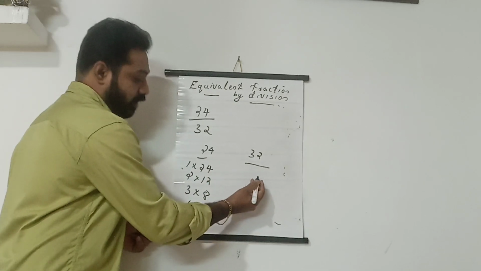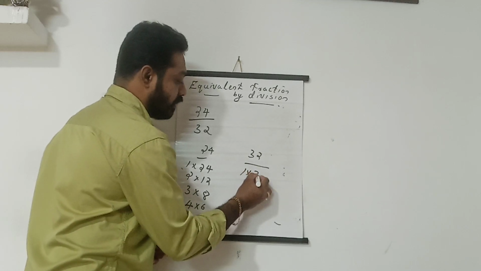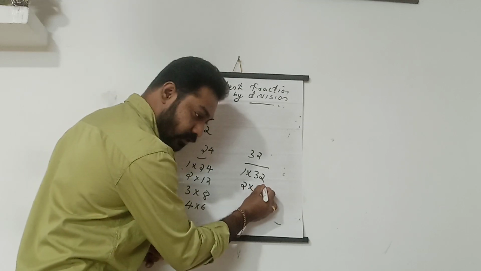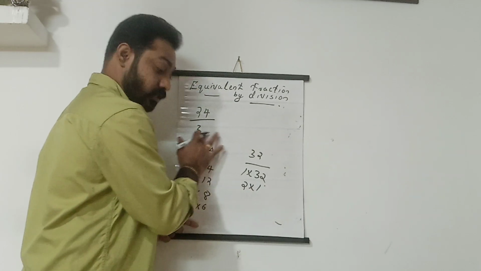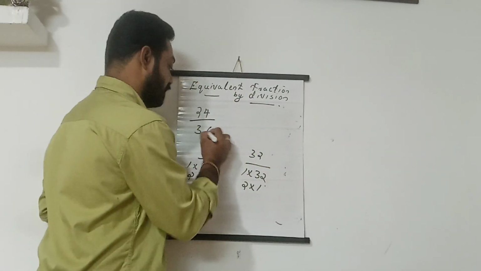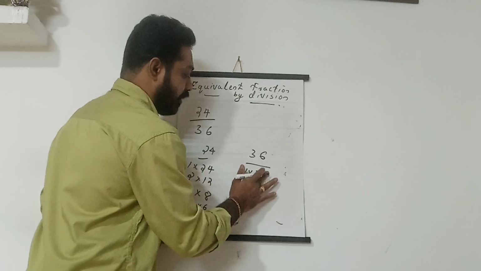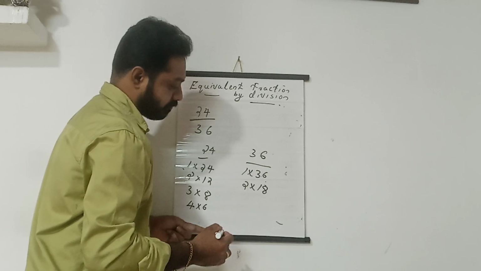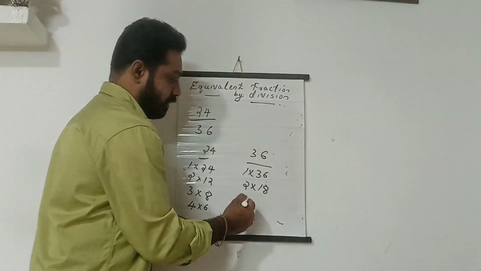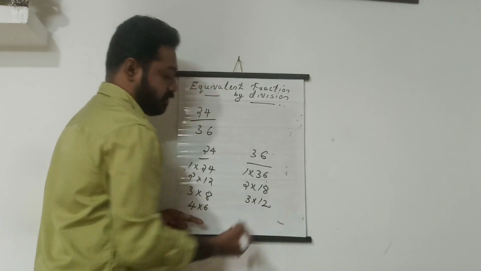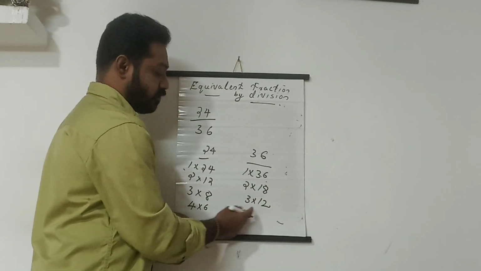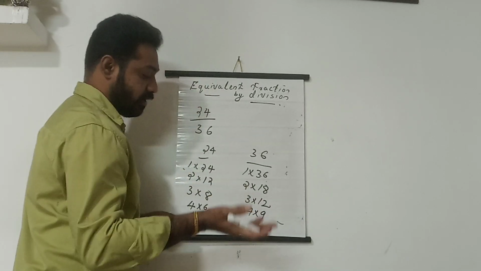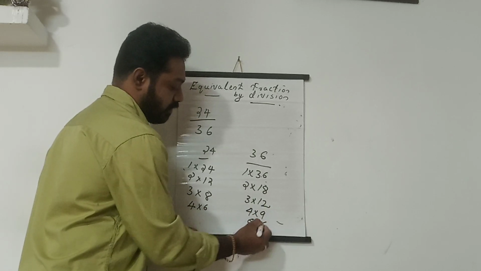Then 36, how can we write it? 1 into 36, 2 into 18 is 36, okay? Then 3 times 12 is 36. Then 4 9s are 36, isn't it? 5 is not there. 6 is there, 6 6s are 36.